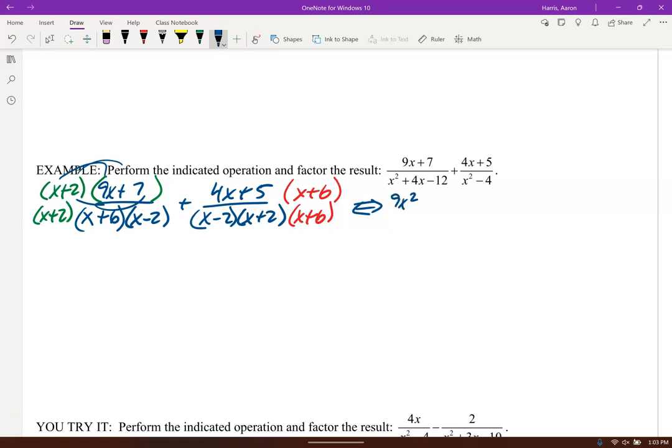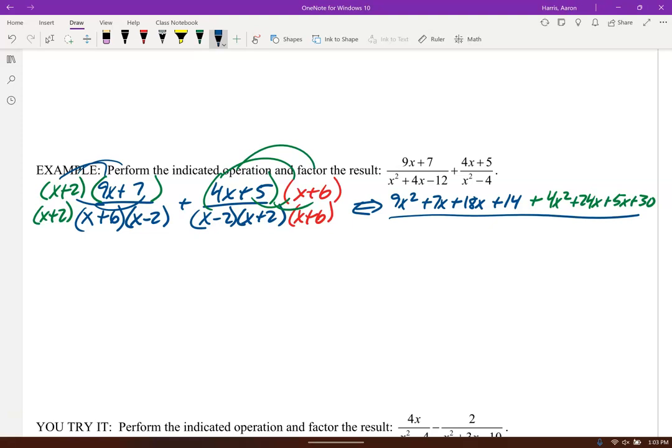I got 9x squared plus 7x plus 18x plus 14 plus, and now I'm going to just go ahead and do those. 4x squared plus 24x plus 5x plus 30. This is all over this common denominator of x minus 2, x plus 2, x plus 6.